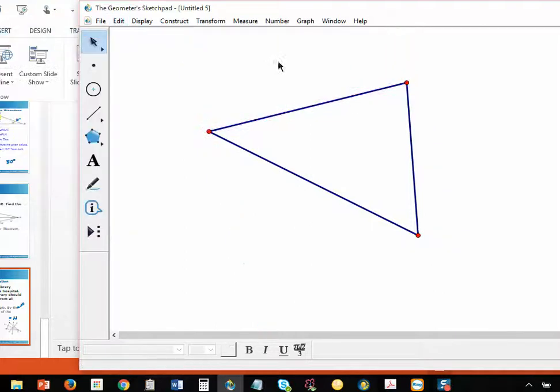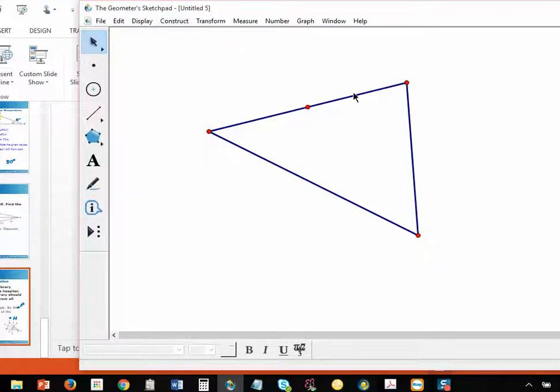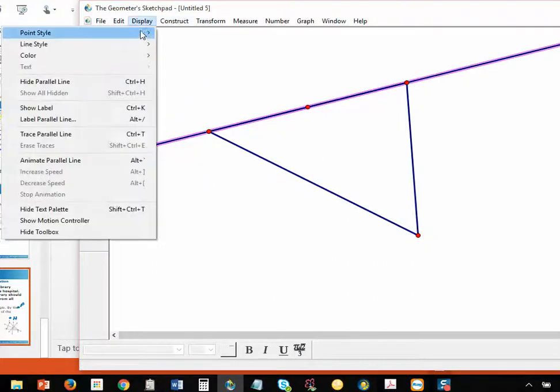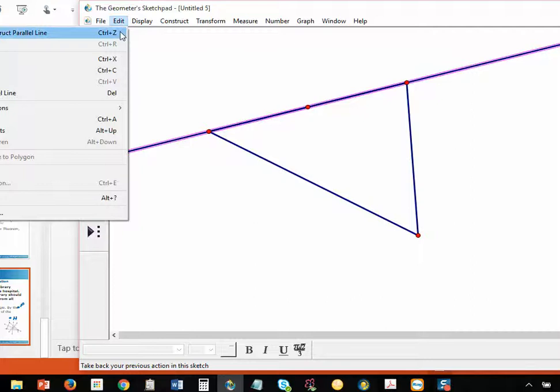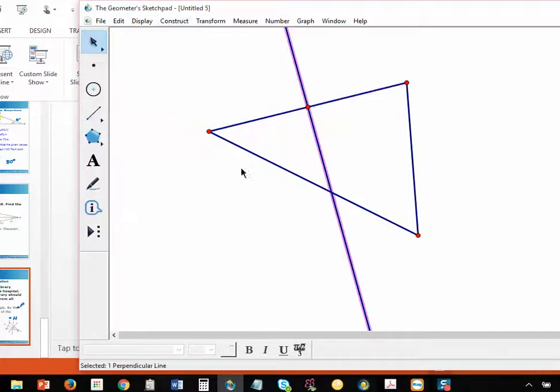Undo. Okay, first I have to construct the midpoint. There we go. Now I can construct a perpendicular line through the midpoint. Okay, that will be my construct perpendicular line. No, what did I do? I did parallel line. Construct perpendicular line. There we go.